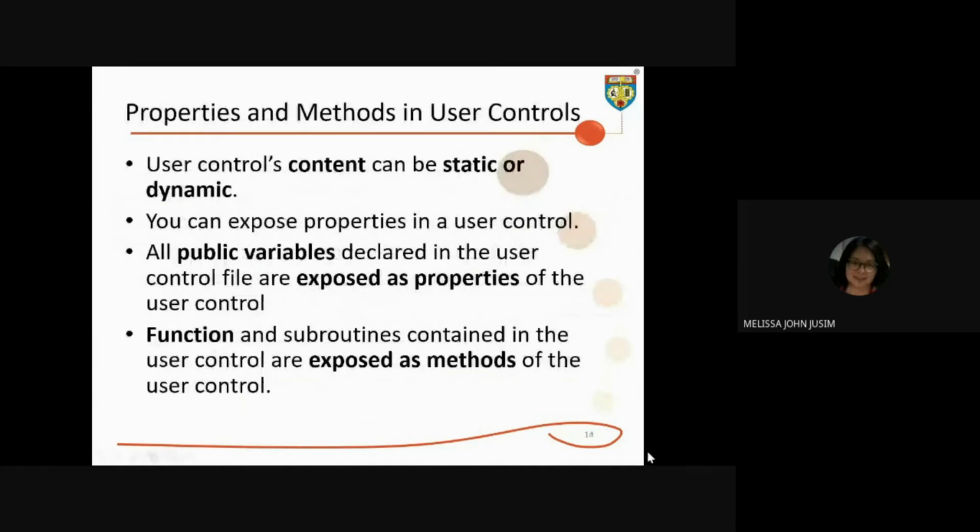Okay, so we're done with the first one. All public variables will be exposed as properties of the user control. Now I'll go to the next one: functions. All the function content in our user control will be exposed as methods. Same thing, but this time it is methods.